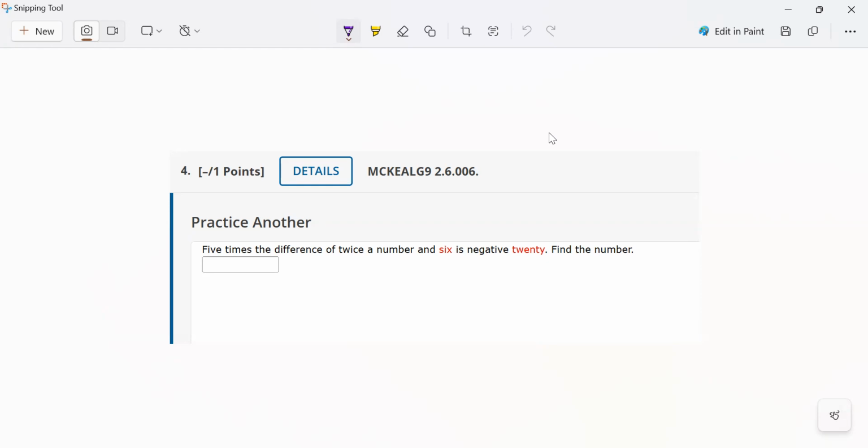Okay, let's go over the solution. So first of all, we will set up the equation, assuming this number is x, right? You can use any variable you like, but x is the most common one. So 5 times the difference, right? Difference, twice of x and 6. This is the difference, right? 2x minus 6 is what we call the difference. And that is equal to -20. Now from here, we will solve for x, right?